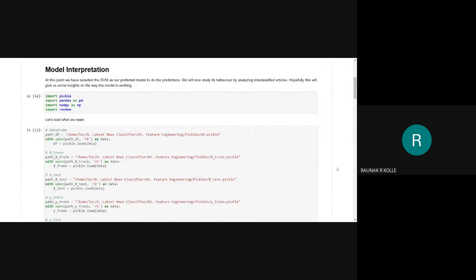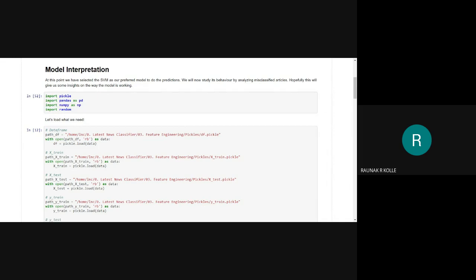We now have the model interpretation for our text classifier. At this point, we have selected SVM as the preferred model to perform the predictions. We will now study its behavior by analyzing misclassified articles. Hopefully, this will give us some insights on the way the model is working.